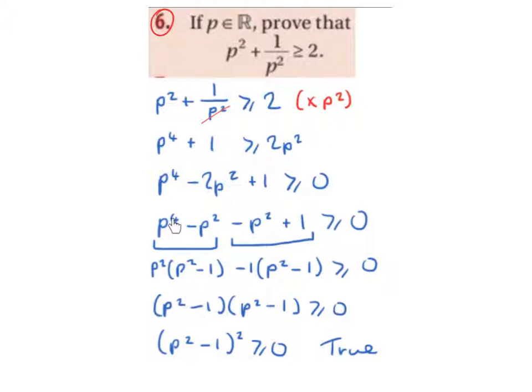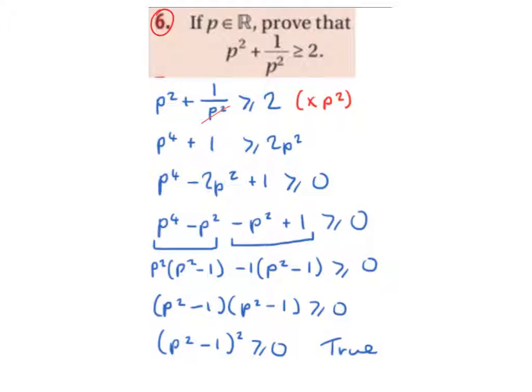so I'm going to take p to the power 4 minus p squared and factorize them. So I've got p squared multiplied by p squared minus 1. And then I'm going to take minus p squared plus 1 and factorize those. So I've got minus 1 multiplied by p squared minus 1. And that's still greater or equal to 0.